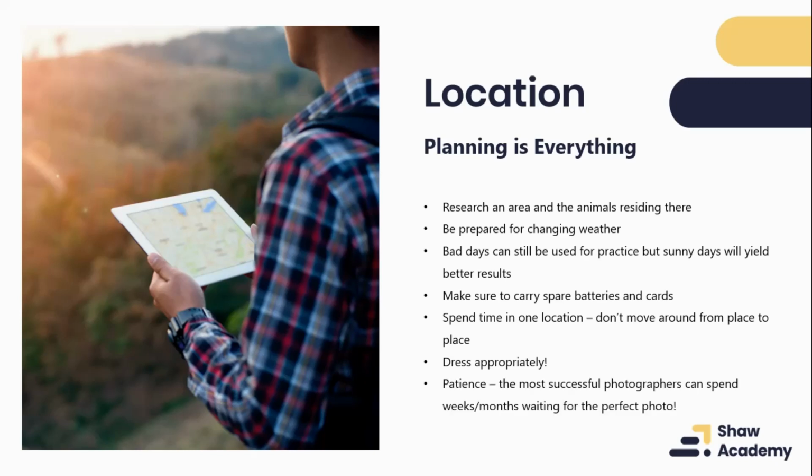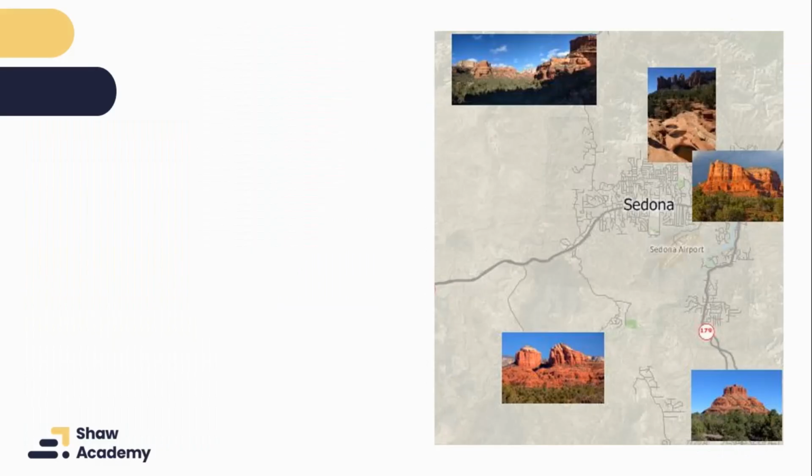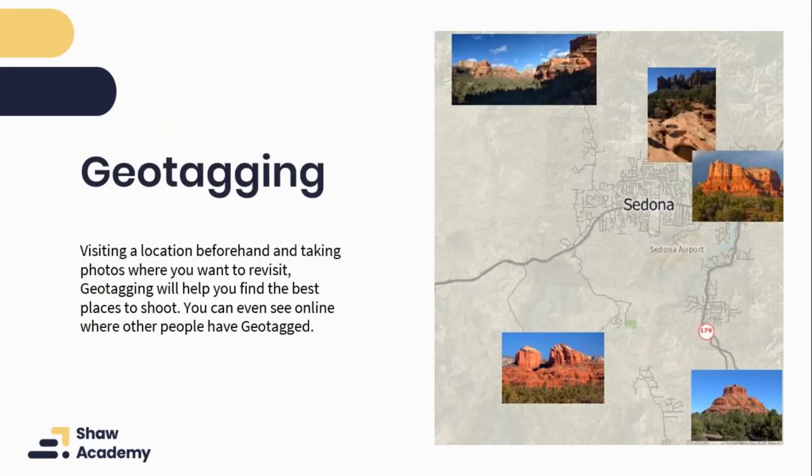And of course, patience. Most successful photographers will spend weeks or months waiting for the perfect shot. So keep revisiting locations, keep going back, and you will eventually get that shot that you are after. Now, if you are planning on revisiting a place over and over, it might be worthwhile geotagging your photographs. So basically, this will attach coordinates to your shots.